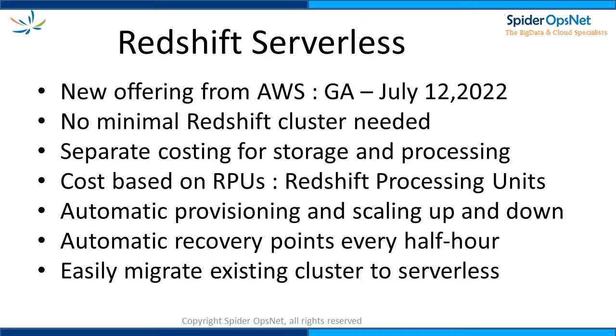Cost for processing and compute capacity is based on Redshift Processing Units called RPUs. When you submit a query, Redshift automatically provisions the base RPUs configured, scales up or down based on the workload, and releases the capacity once work is completed. This allows for periods when there is zero cost.